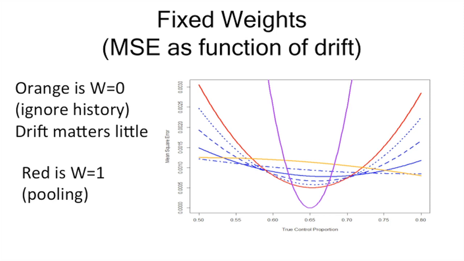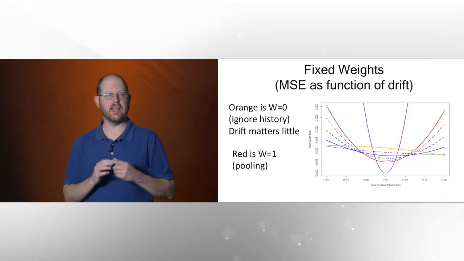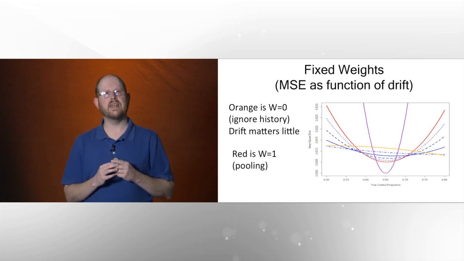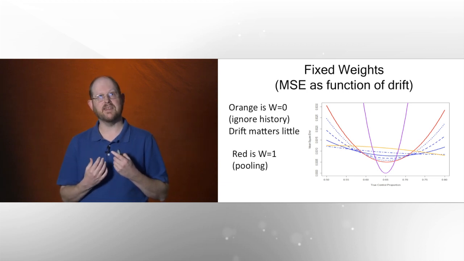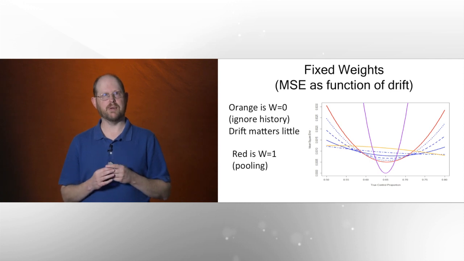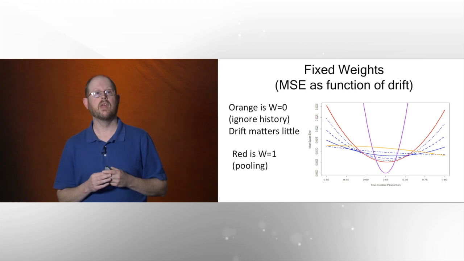For the red line, that's W equal to 1. Red corresponds to pooling. I count history identical to the current data. What happens with that is if there's no drift, so if historically I got 65% and my current parameter is 65%, then pooling everything together is great. I minimize the variance, I don't create any biases, and you can see I've pulled down that red curve in comparison to ignoring history. The red curve is lower than the orange.